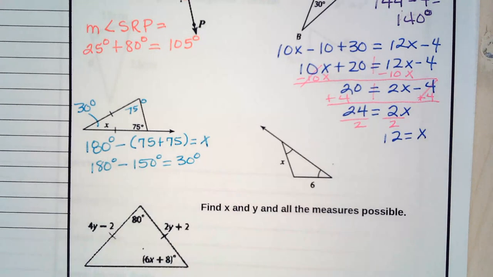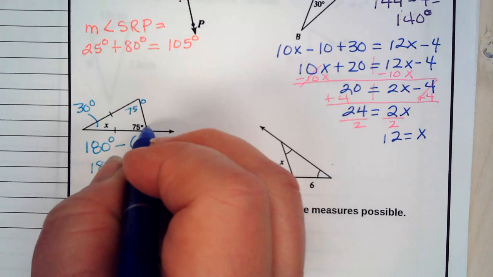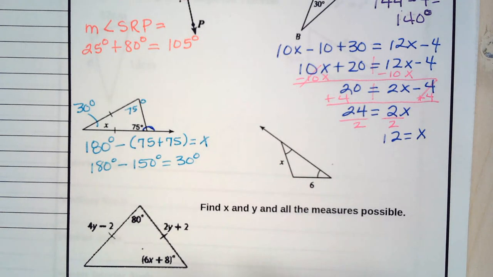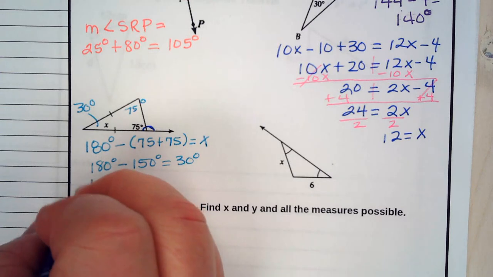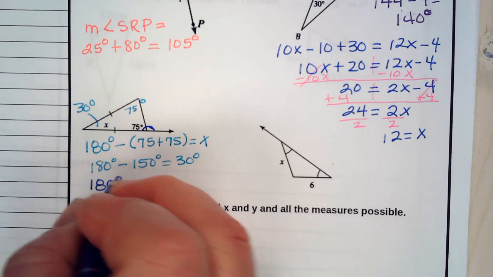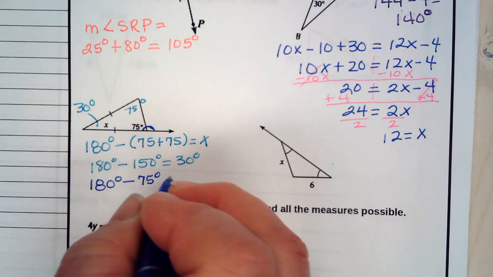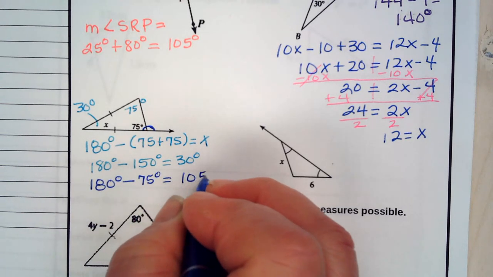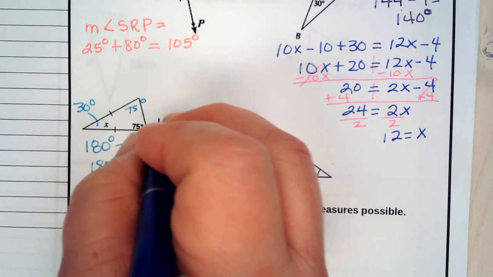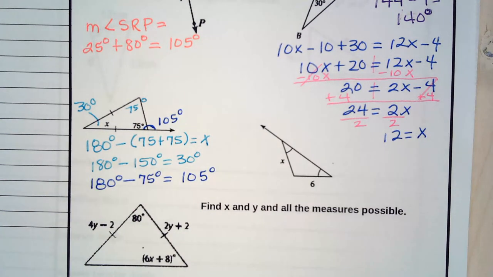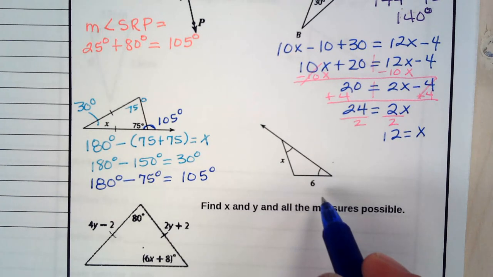Can I find that outside angle? Sure can. Remember, we've got that linear pair. Linear pairs are supplemental. So it's 180 degrees minus 75 degrees. And I get 105 degrees. So with that, in a short time, we are able to find all the angles of a triangle. So let's look at the next one. This one's short and simple.